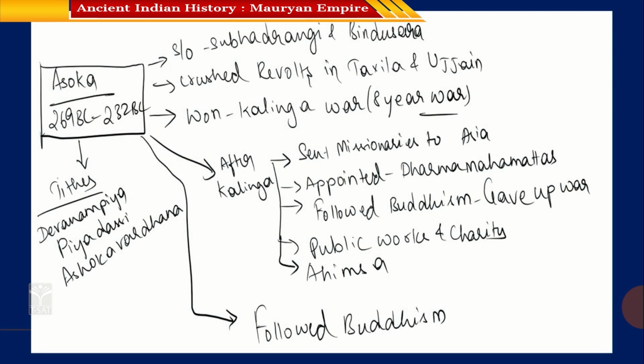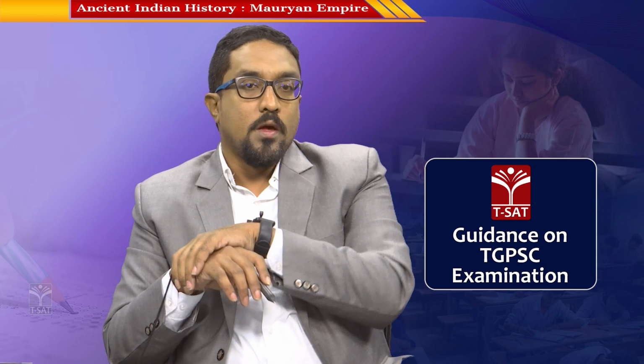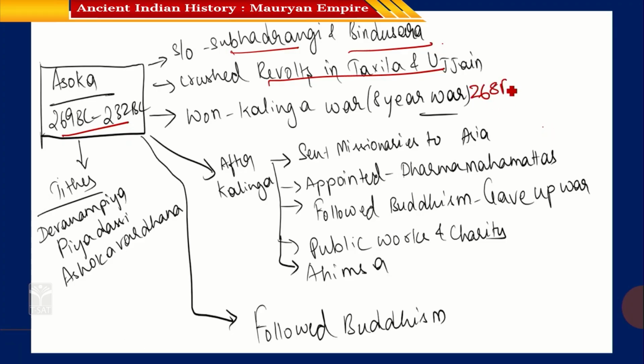Ashoka ruled from 269 to 232 BC. He was the son of Subhadrangi and Bindusara. His name literally means the one who ended the sorrow. He crushed the revolts in Takshila and Ujjain during his father's rule. He also won the Kalinga War, which he fought from 268 BC to 261 BC. And after the Kalinga War, Ashoka sent missionaries to Asia.